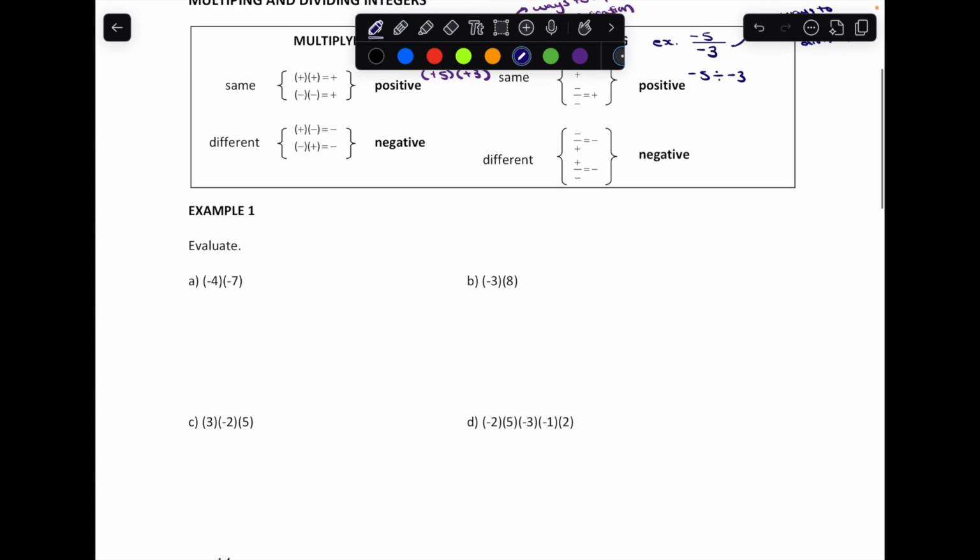Okay, so let's look at a couple of examples here. The first example, we have -4 times -7. And here it's a negative times a negative, which means that we'll get a positive answer. And here 4 times 7 will give us 28. Here for B, we have -3 times 8. So a negative times a positive, which means that we're going to get a negative answer because it is different. And 3 times 8 will give us 24.